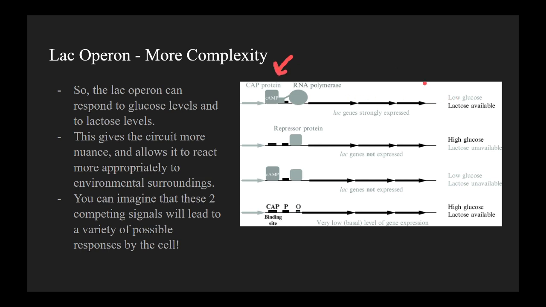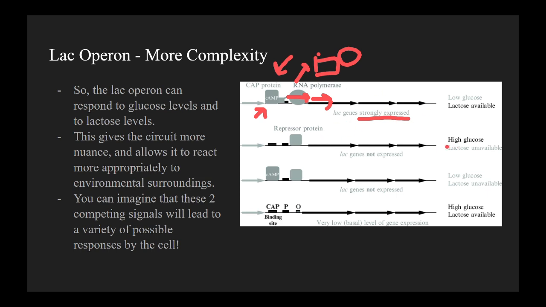First, if we have low glucose, but lactose is there, then remember low glucose means that there's a lot of cAMP, which means that the CAP protein is bound, right? Then if lactose is available, remember, if you have the repressor, the lactose is bound to it, so it's coming off of the operon. So that means we have the CAP protein promoting transcription, we have the repressor that's not blocking at all, so we have strong expression here, because there's a lot of transcription. This is great because glucose is low and lactose is high, so we need high levels of lac expression.